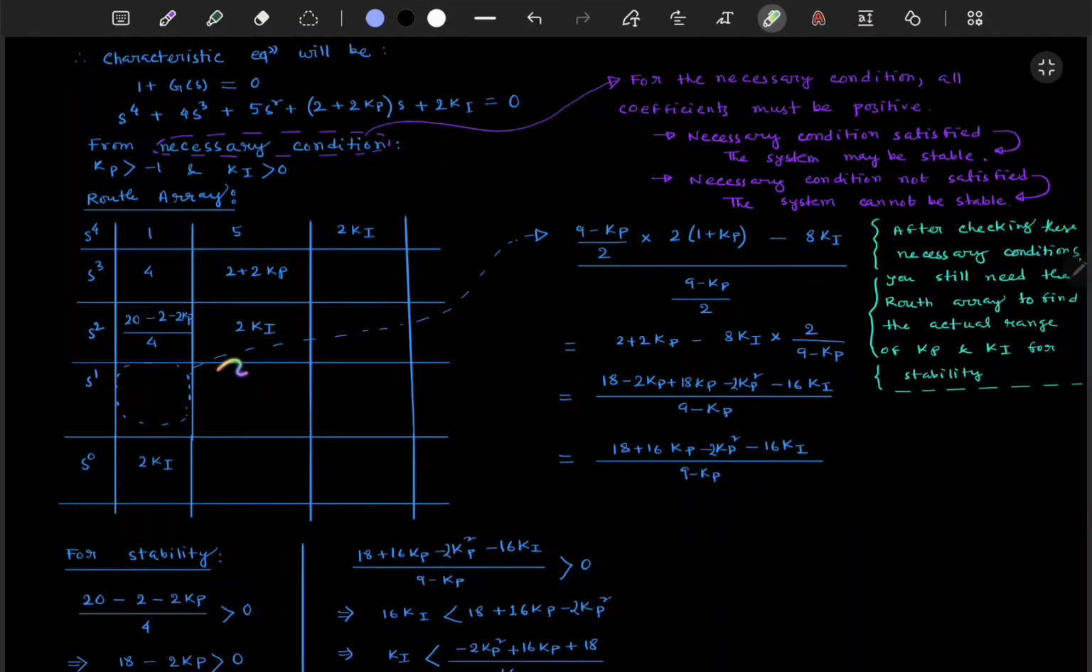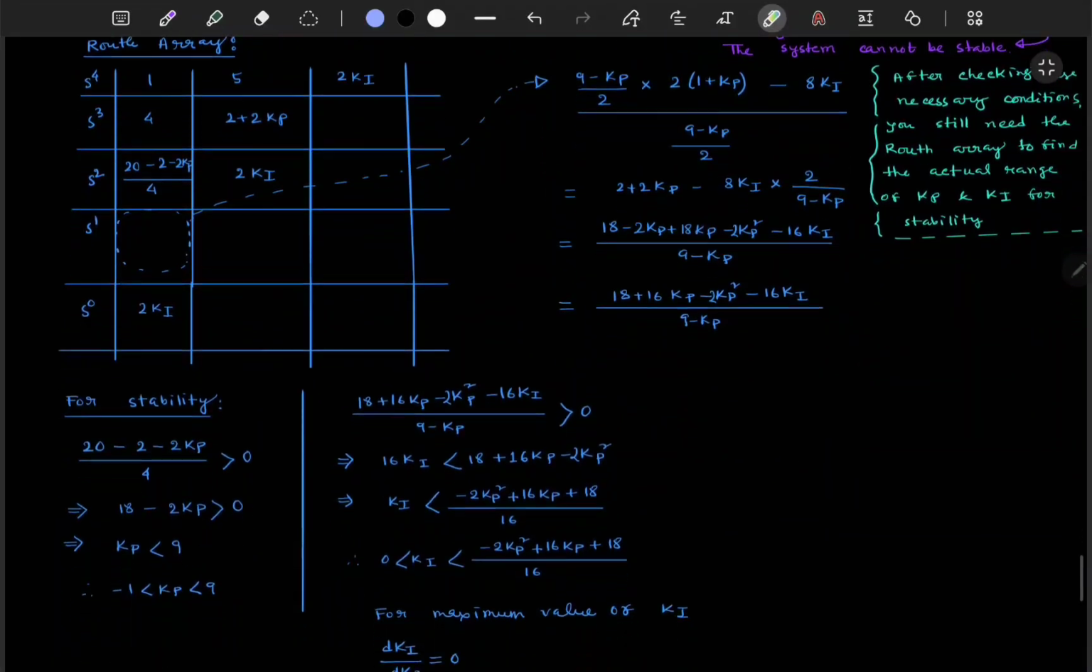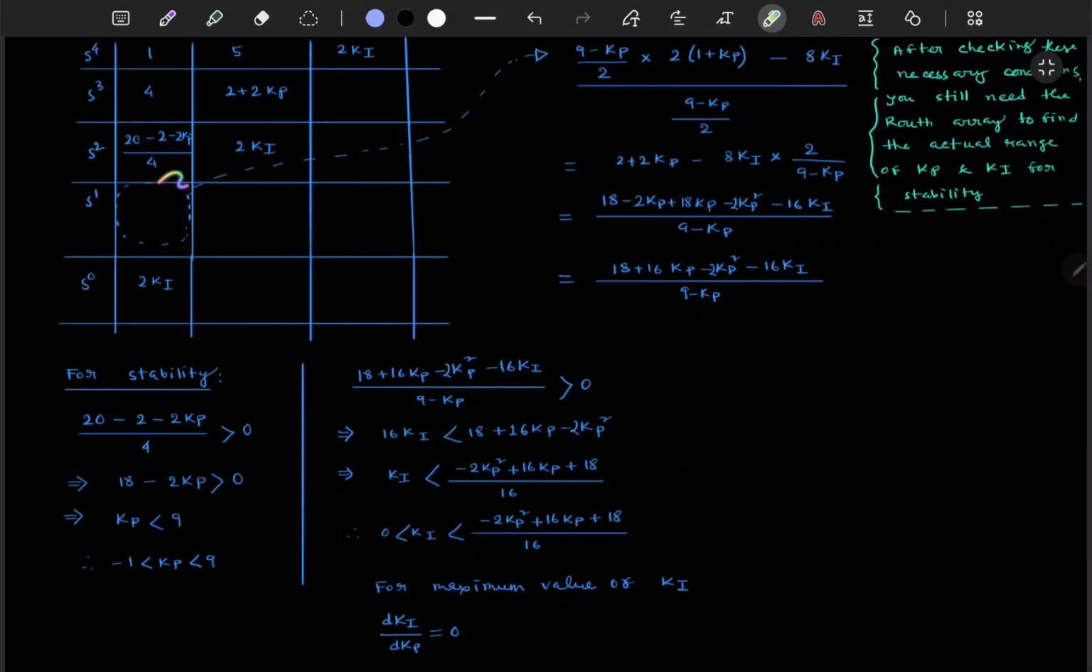So in the s1 row it will come like this: 2 multiply, then minus this 2 multiply of this 2, then whole divided by this. Okay, simplification of this is this. So after this calculation you will get this. Now for stability there should not be any sign change. So this term should be greater than 0, and also this term should be greater than 0.